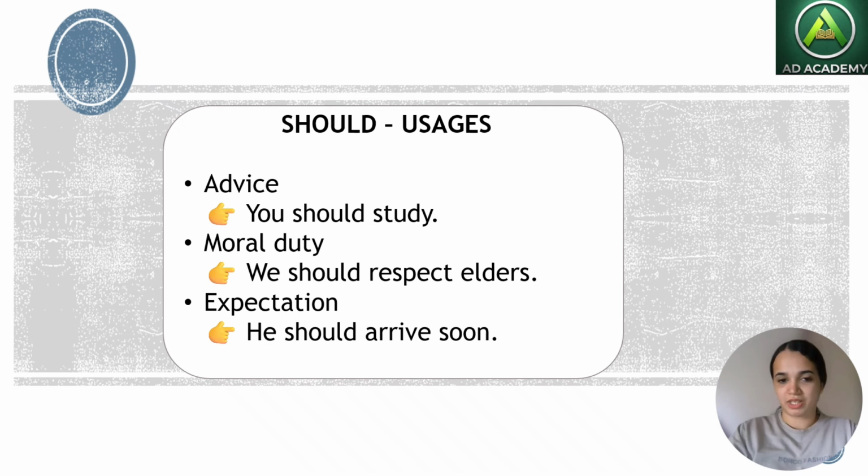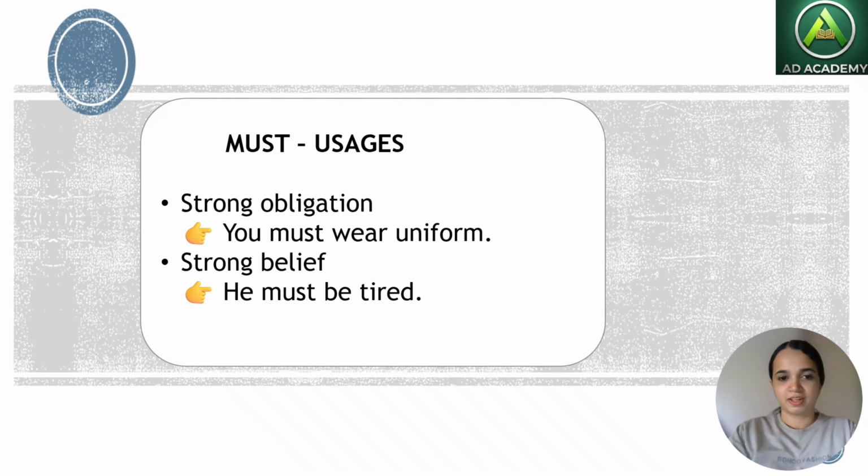Next is the usage of should. To give advice, you should study. And for a moral duty, we should respect elders. So we have a choice here. For expectations, he should arrive soon. Next is must. That shows strong certainty, otherwise strong obligation. You must wear uniform. That is mandatory. Something that is mandatory, you cannot ignore it. And for a strong belief, he must be tired.